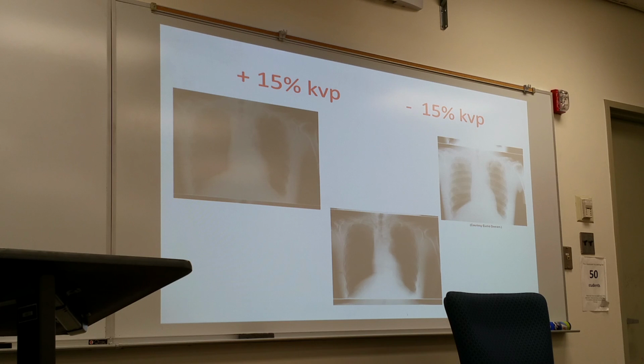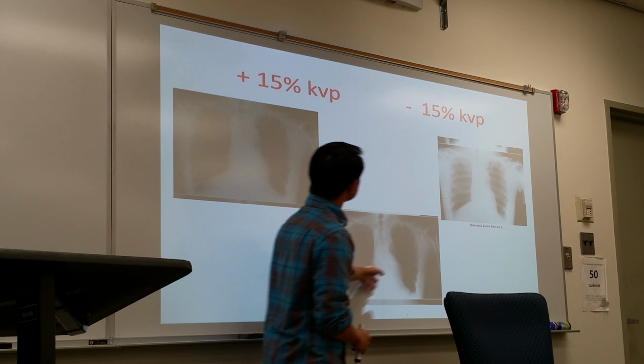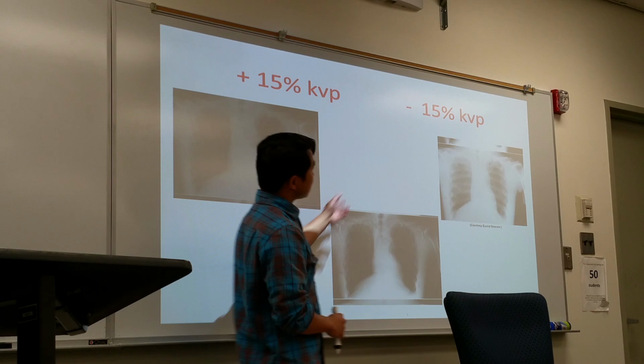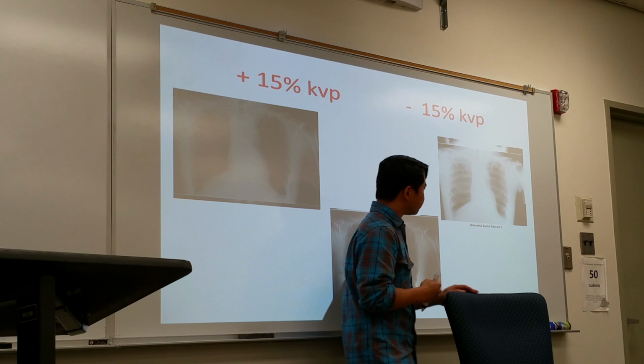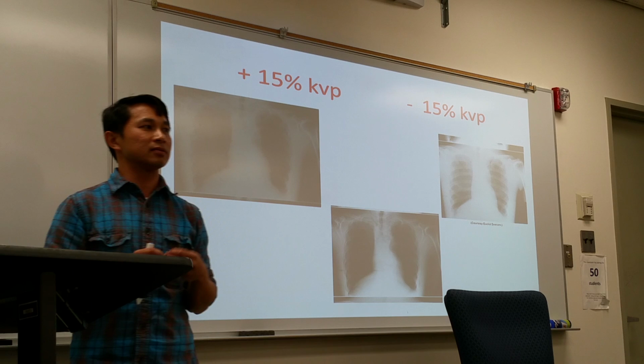Example. So I'll show you a picture of it. Here's the baseline of a chest X-ray. Increasing kV will double the density, causing more darkness. Decreasing by 15% will cause density to decrease by half, so it causes more white. So kV, although a secondary factor, can have a great influence on radiographic density.